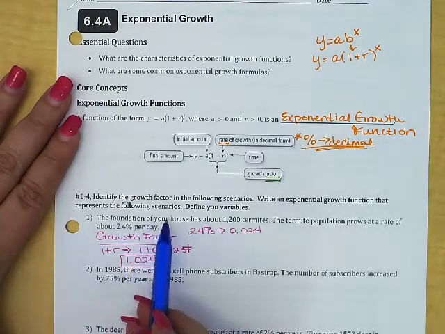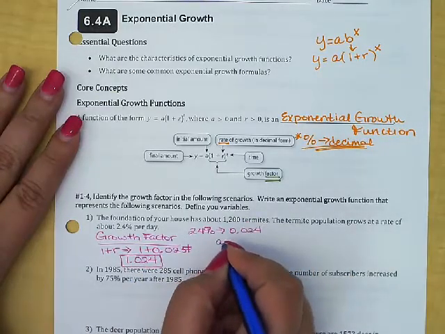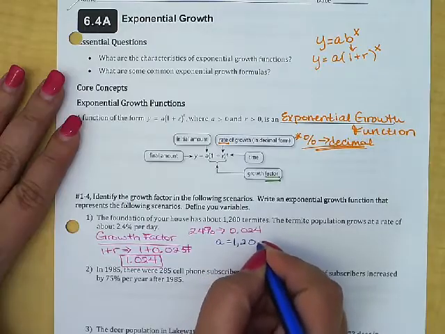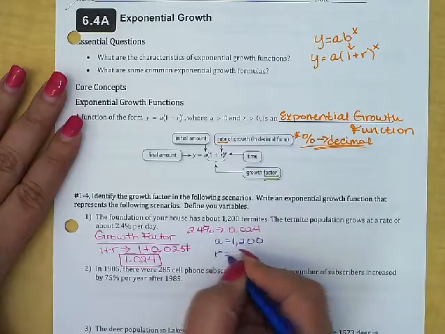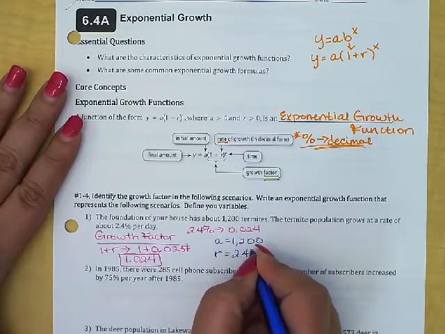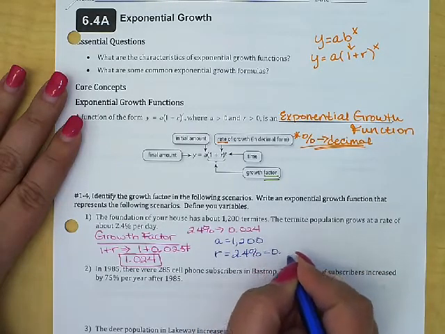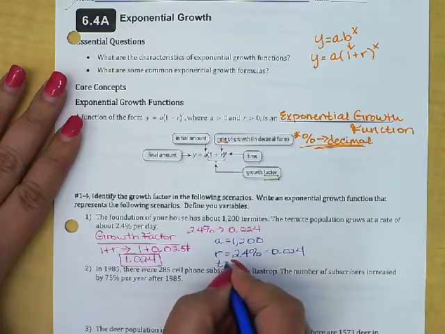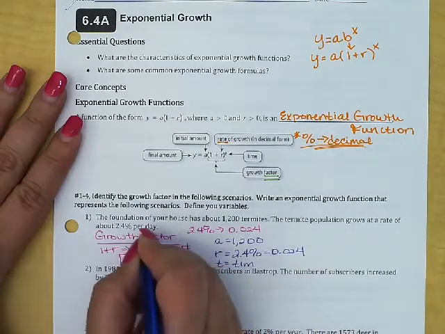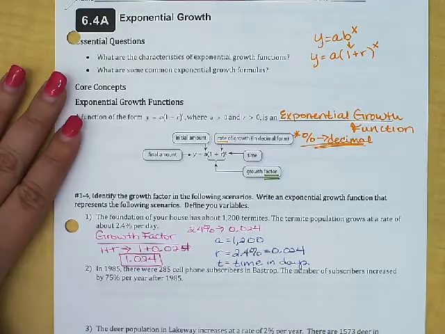Then we're going to define our variables. Okay, so now that we know that this is our growth factor, let's lay out what we know. The initial quantity of termites in the house is 1,200 right now, where they found them. And then our R value is 2.4%, or if you write it as a decimal, 0.024. And then T represents time in days, because it's per day here. Time in days. Okay. And that allows us to then write an exponential growth function.